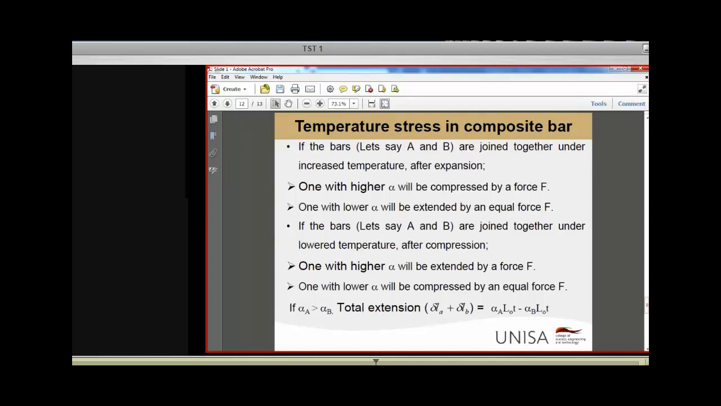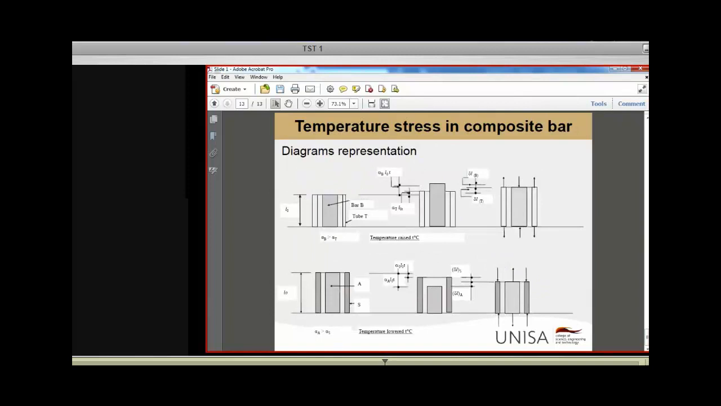So remember, when they are separate and not joined together, they extend differently with the magnitude of the coefficient of thermal expansion multiplied by the original length and the change in temperature. So the total extension will be the effect of the change in material A minus the change in material B. Let's see what we are saying with these diagrams. For example, the first case: this is the bar, we have the tube, which are now composite bars, and they are connected together.